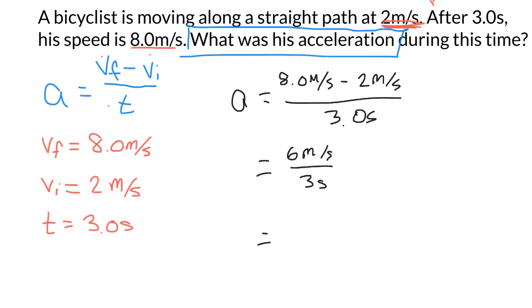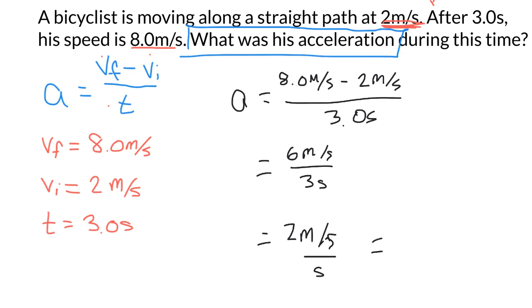And when I do all that math, I end up with 2 meters per second. And my units, notice here, my units is meters per second divided by seconds. And so there's a couple different ways that people will say this. They'll say 2 meters per second, because we're changing at a rate of 2 meters per second of our velocity every second. And so that's one way to say it.